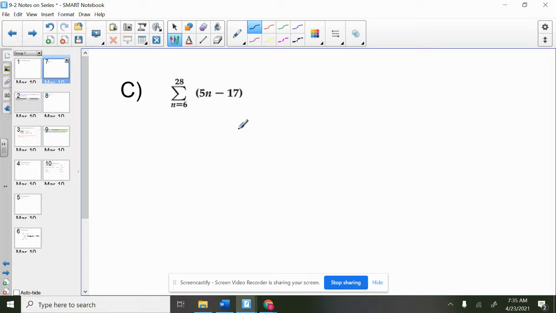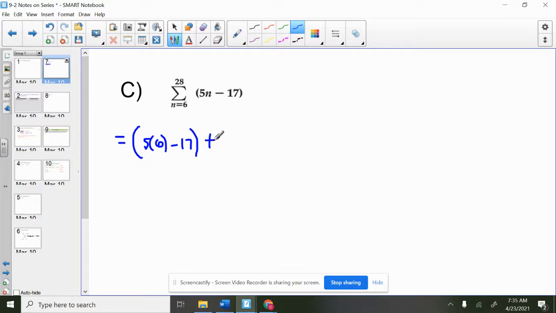So here's an example. I have the sigma notation, n equals 6. Again, that's what you're starting with. We're going to plug in 6 and 7 and 8 and 9, dot, dot, dot. And then the last number we're going to plug in here is going to be 28. So I've got 5 times my first number, which will be 6, minus 17. I'm going to calculate what that is. That's my first number. So I'm taking this n equals 6, plugging it in for n.